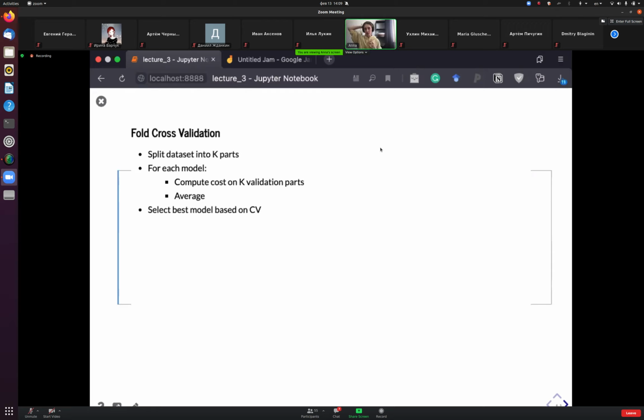So to sum up, what has just happened? We've split our dataset into K parts. For each model that we want to evaluate, we compute the value of the cost function on each of K validation parts, meaning that we need to fit our model K times, right? So when we remove the first part as validation, we fit the model on the rest and validate on the first one. Then we remove the second one. We again have to train the model from scratch and validate on the second fold, and so on. Then we average these K numbers, and this resulting number is used to compare all the models that we want to compare and choose the best one.